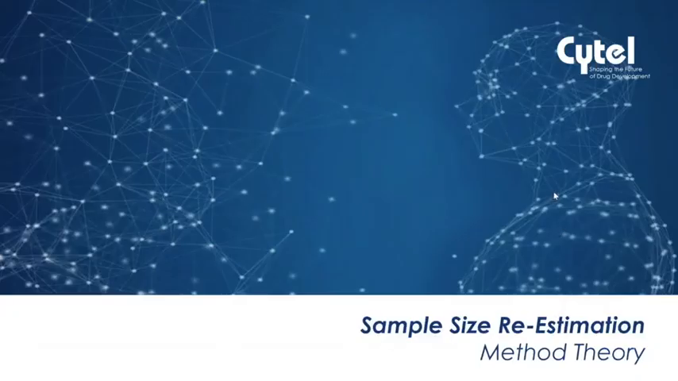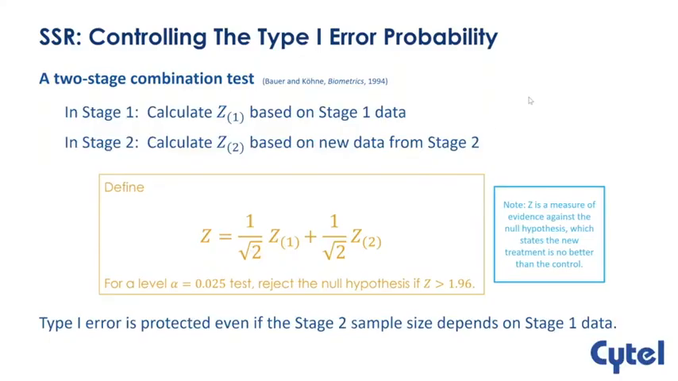How do we do that? How can we do that and protect type 1 error? Well, in the case of a two-stage design, this is the easiest one to describe. We can use what's called a combination test, and this goes back to Bauer and Köhne in a 1994 paper. And the notation here, it's important to understand what these Z's are. Z1, where one is in brackets, is our Z statistic based on the stage one data. And Z2 is the Z statistic based on the new data in stage two. So only the new data. It's not cumulative, it's just looking at the extra information in stage two.